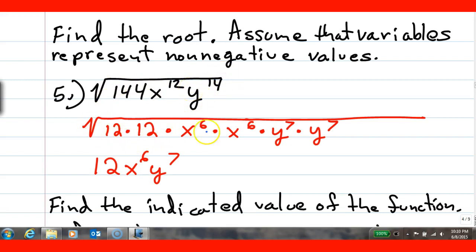I could also look at them all under the same radical sign and break this 144 down and see if I can square it, which I know makes a 12 times a 12 makes a 144. Under here with the x to the 12th, I could also see if I can square that one. It's just splitting it in half. So x to the 6th times x to the 6th. And the same with the y to the 14th, a y to the 7th times a y to the 7th. So once I have them paired, I can take them to the outside. So with squared, I get to take the 12, an x to the 6th, and a y to the 7th to get the final answer of 12, x to the 6th, y to the 7th.